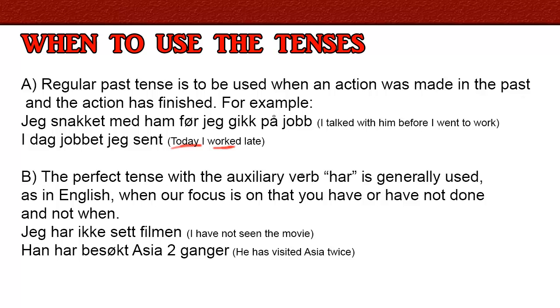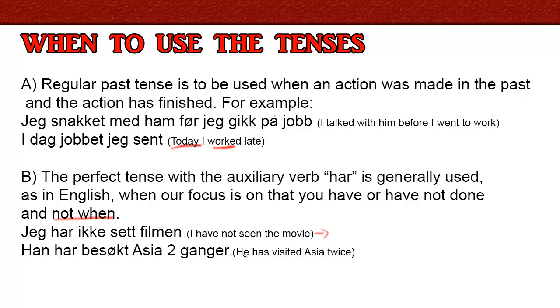Next one, same as in English, the perfect tense with the auxiliary verb. Har is generally used, as in English, when our focus is on what you have or have not done, and not when. So the focus is not when you did it, but that you have done it. Or haven't. Jeg har ikke sett filmen. I have not seen the movie. So it makes no sense to put a time expression when you haven't seen it.